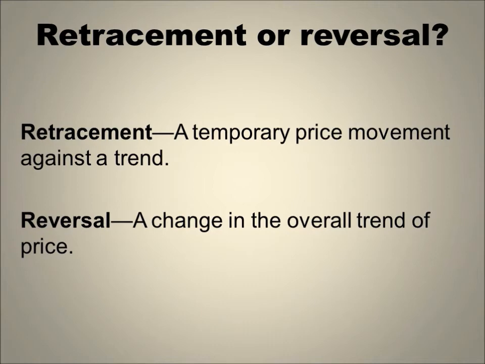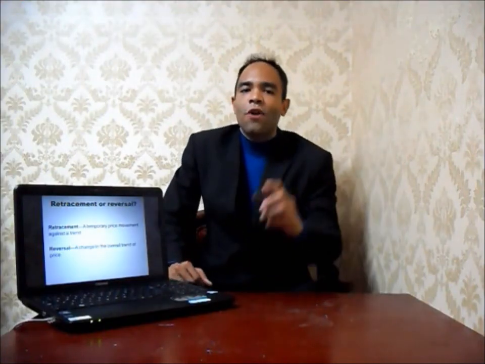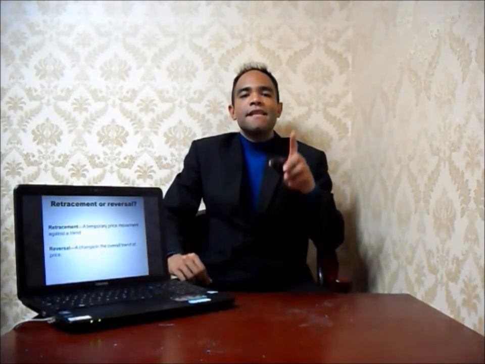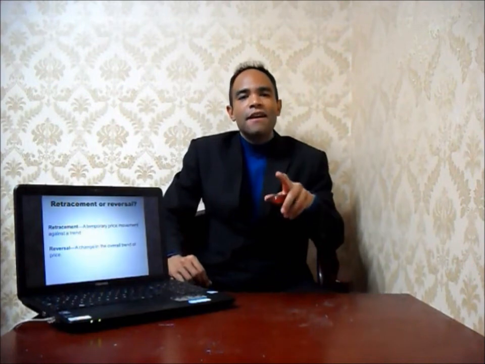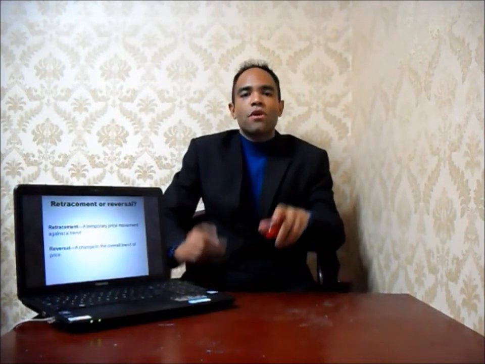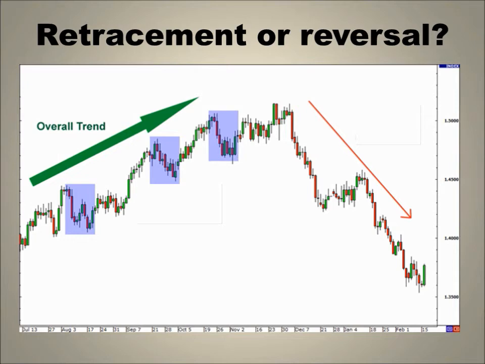Now, usually the reason why the price moves against the trend is just because the ones that are in control of the market are closing their positions so they can enjoy their profits. And then more buyers get into the market to drive the prices upward, or more sellers get into the market to drive the prices downward. But a reversal is the end of a trend and the beginning of an opposite trend. So remember, retracements and reversals, they're different.